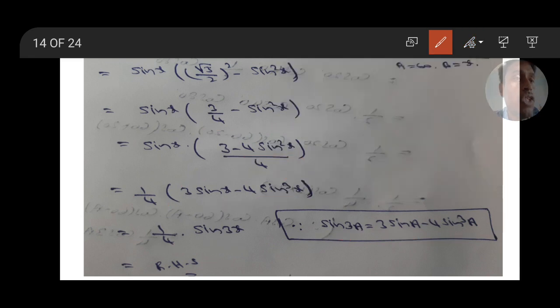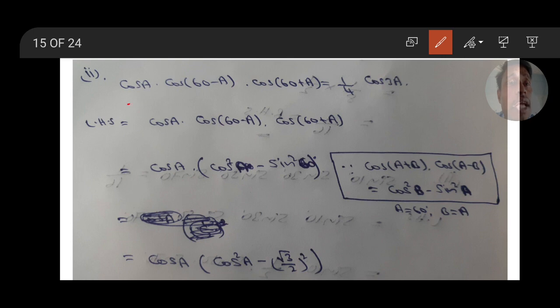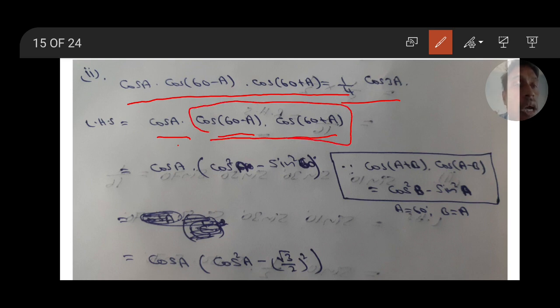Next one, similar one, instead of sin it is cos. Prove that cos a, cos 60 minus a, cos 60 plus a equal to 1 by 4 into cos 3a. So LHS cos a, cos 60 minus a, cos 60 plus a, and for these two terms, cos of a plus b into cos of a minus b. Formula: the RHS is cos, so first we have to take cos square b minus sin square a.